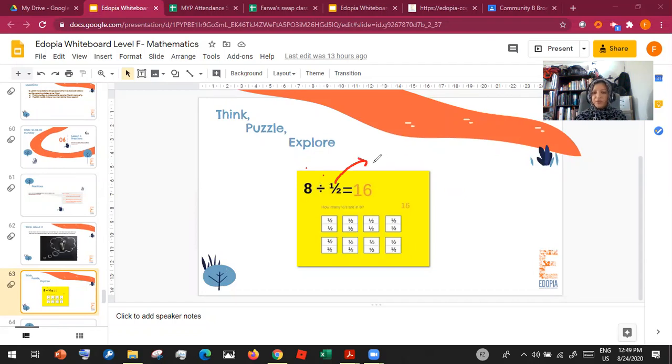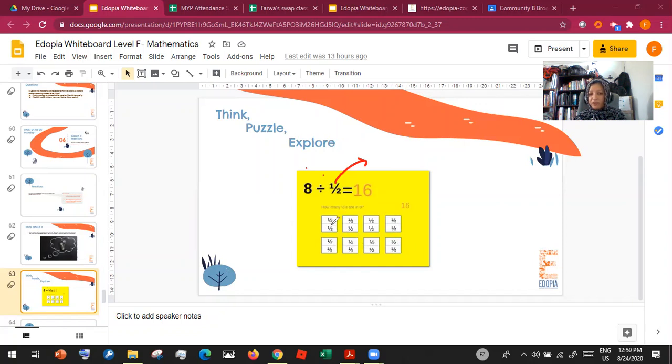But what happens when you have to divide a fraction by a whole number? For example, you can see this example in which 8 is being divided by 1 by 2. Now 1 by 2 here is a fraction, whereas 8 is a whole number. Let's suppose you have 8 such wholes and you have to divide each of those wholes into half. How are you going to do this?